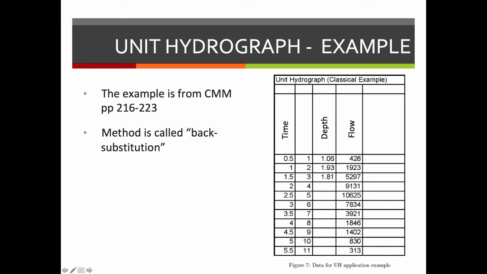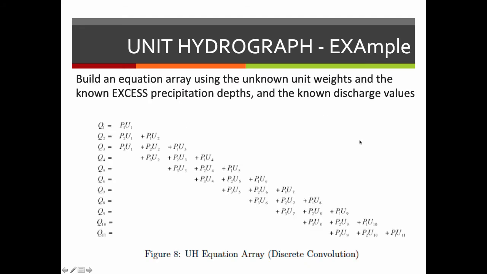What we want to do is find the transfer function that produced that, because once we have the transfer function, we can change what the rainfall signal looks like and compute what the new flow signal will look like. So here's the discrete convolution laid out in a matrix. The discharge in time interval 1 is equal to the precipitation in time interval 1 times the unit weight of 1, whatever it is. Runoff in time interval 2 is equal to the precipitation in time interval 1 times the unit weight for 2, plus the precipitation in time interval 2 times the unit weight of 1.